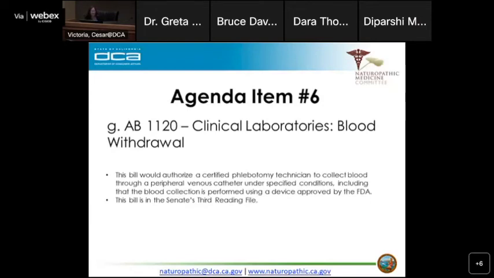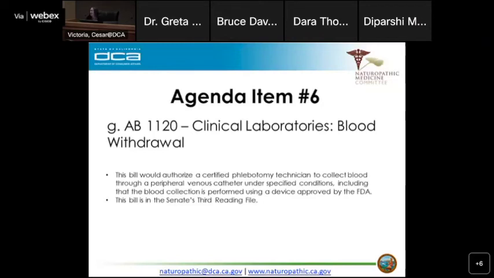All right. So at this point, we're at AB 1120, which is the clinical laboratories blood withdrawal. The committee staff has no recommendations on this bill, but urges the committee to take a stance on the bill that you would consider to be in the best interest of the consumer. I'd like to make a motion to support this bill. This is Dr. D'Amico. Do we have a second? Hi, this is Dr. Mukherjee. I can second this. Perfect. Thank you so much.